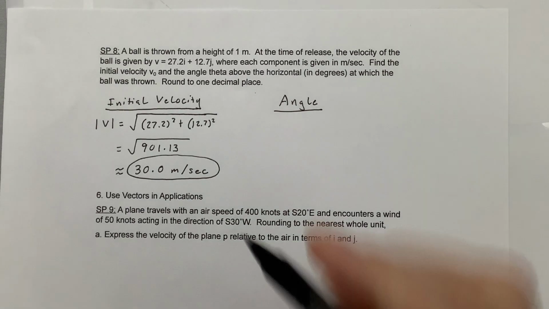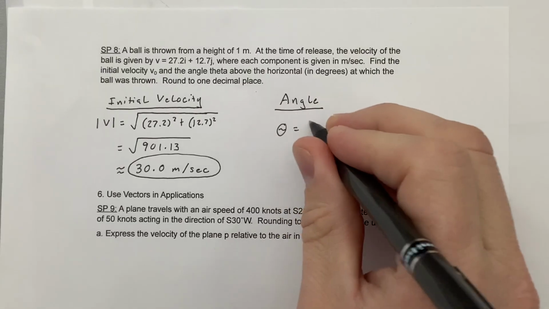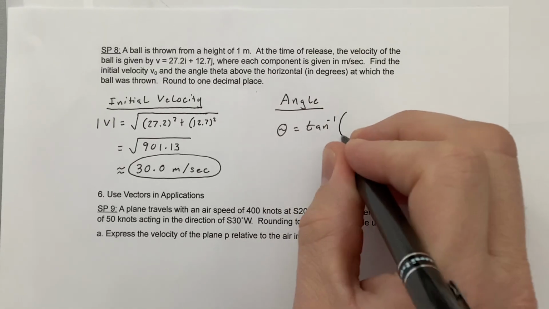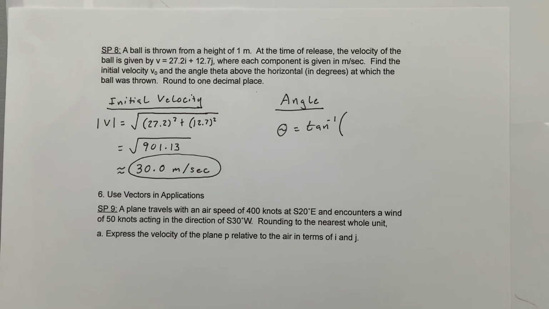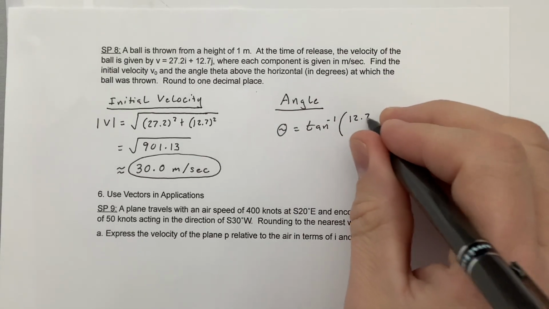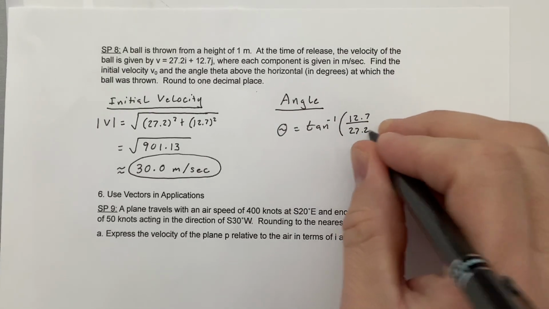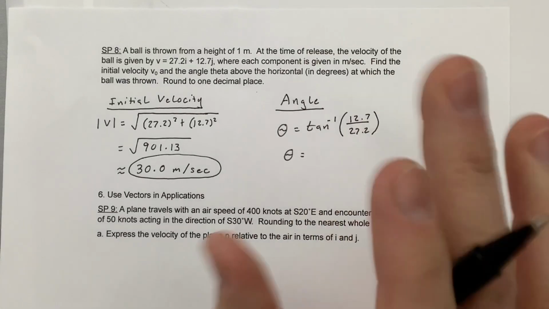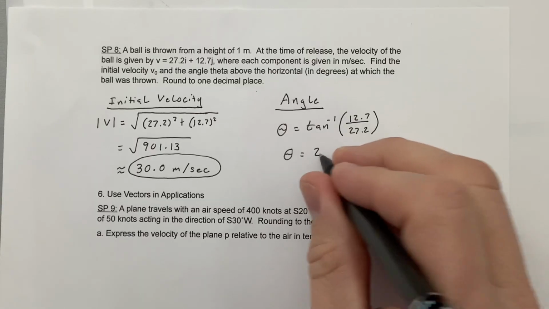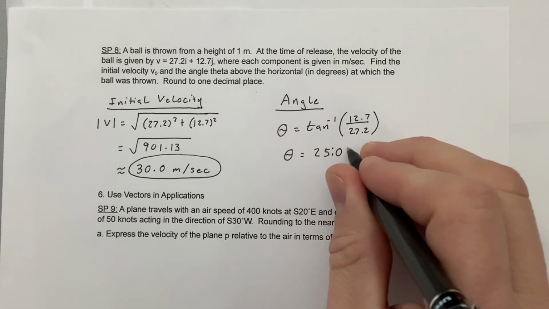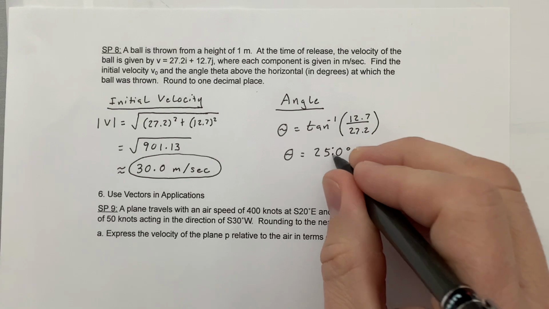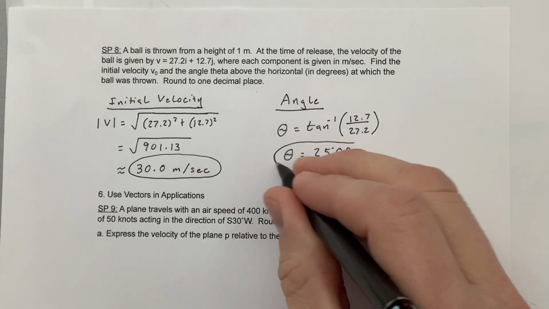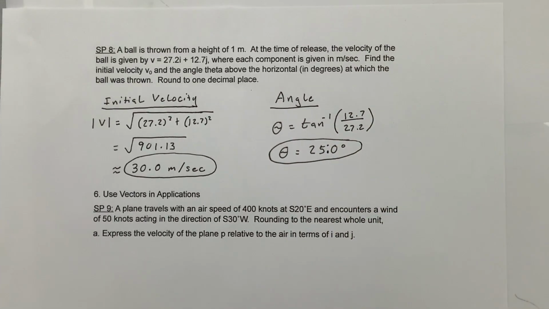Tangent. Yep. Theta was equal to the inverse tangent of our y over our x, or in this case our b over our a, or even better yet, j over i. 12.7 over 27.2. It's going to be a lot of calculator work now, so that's good news for you. You can start using the calculators more. Unit circles every once in a while, but definitely a calculator one here. 25 degrees.